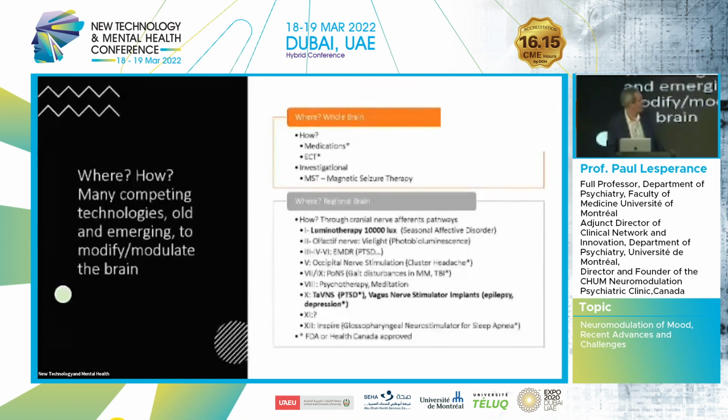So you could go into a specific nerve also in order to tap into the brain. There are many competing technologies emerging. One is transauricular VNS, and there's also the VNS stimulator implant. There's also a neurostimulator for sleep apnea that was developed, and that's growing through the capacity to mostly use the cranial nerves to eventually stimulate the brain. But usually that's a very large area of the brain.